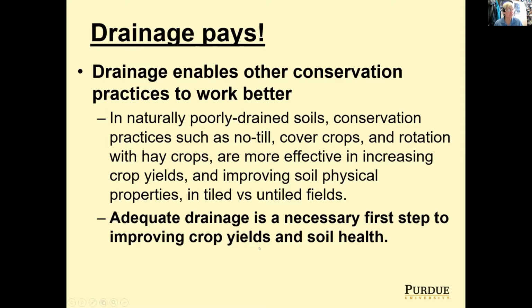So the bottom line of that then is that drainage pays. It enables other conservation practices to work better. So in naturally poorly drained soils, whether it's the Clermont in southeastern Indiana or soils up in northern Indiana, conservation practices are generally going to be more effective both in improving crop yields and in improving soil physical properties and soil health in tiled versus untiled fields. So the bottom line of that is you need adequate drainage first before you're really able to significantly improve your crop yields and soil health with these other conservation practices.